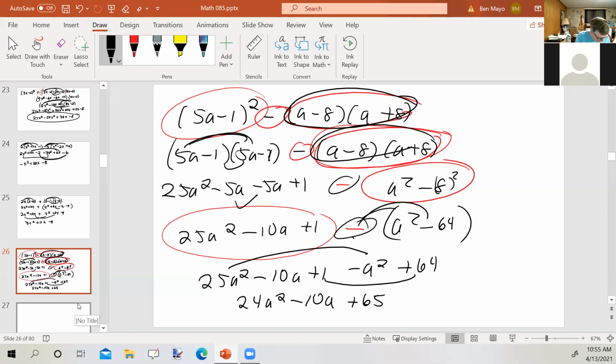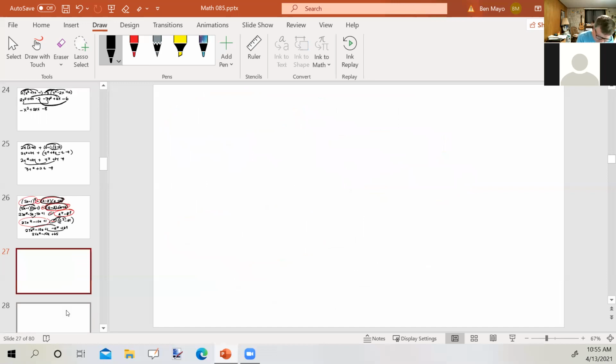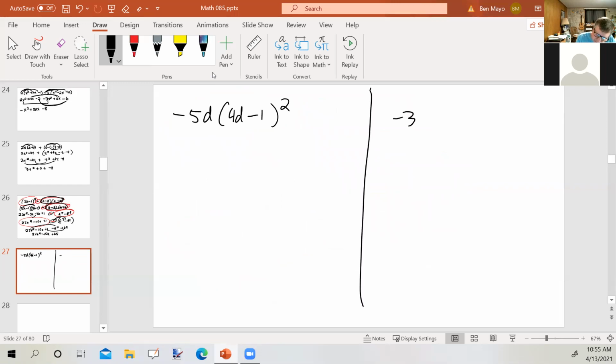Let's take a look at this situation. Negative 5d times 4d minus 1 squared. Before we do this problem, let's look at a different problem. Let's say we've got negative 3 times 2 squared. Okay, what do you do first? Do you take the 2 and you square it and get 4 and then take negative 3 times 4? Or do you take the negative 3 times 2 and get negative 6 and then square that first? So in other words, do you do the exponent or the regular multiplication first?